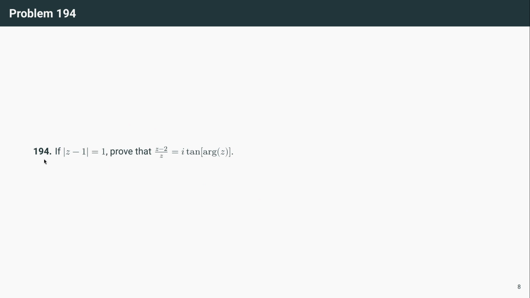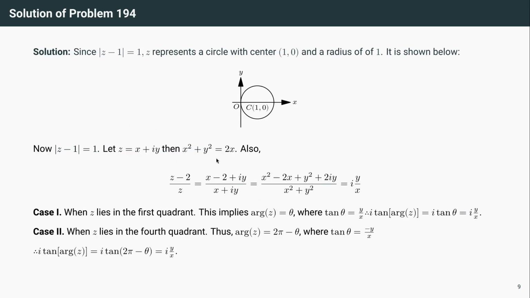Problem 194 says that if mod z minus 1 is equal to 1, prove that (z minus 2) by z is equal to i tan argument of z. So we have drawn the diagram. So it is mod z minus 1 is equal to 1. That means the center will be at (1, 0) and its radius would be 1. That's why it will touch the origin also, because the center is (1, 0) and the radius is 1.